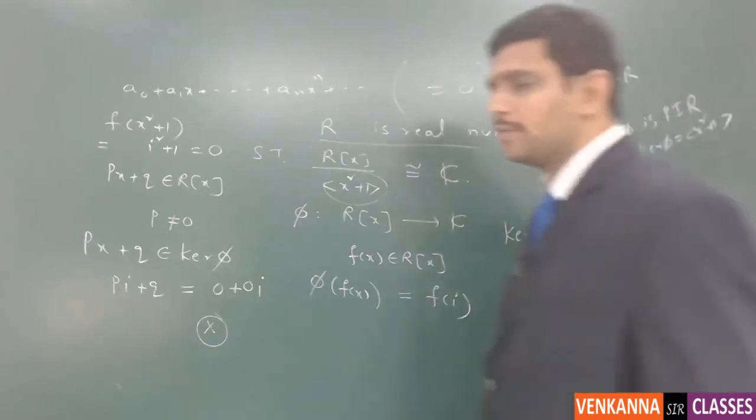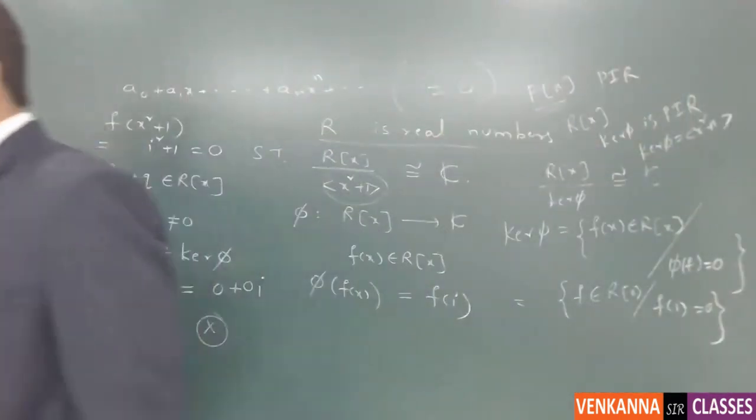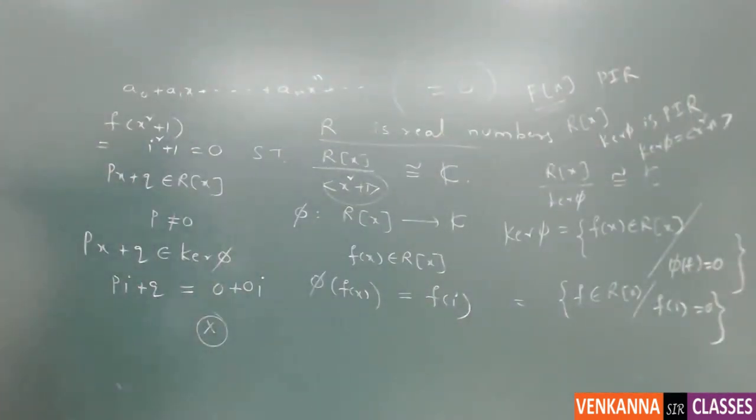Because I know one polynomial, right? So if you consider the generators, it will always belong to the kernel. There is no other option at all. Did you agree? So the kernel is generated by x square plus 1.